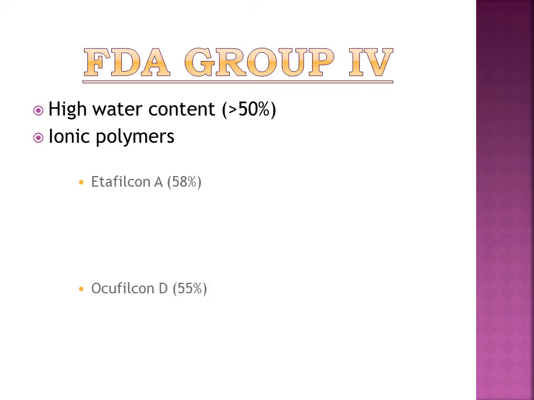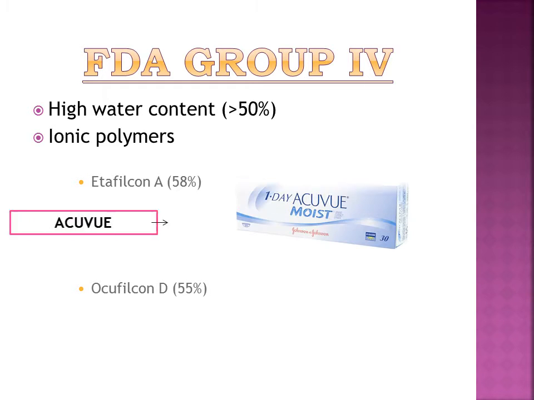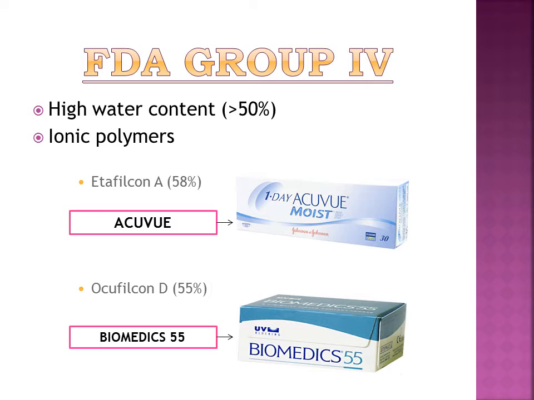FDA Group 4 has high water content, which is more than 50%, and it also contains ionic polymers. The examples are etafilcon A, which has 58% of water, which can be found in AccuView. The other one is ocafilcon D, which has 55% of water, can be found in Biomedics 55.